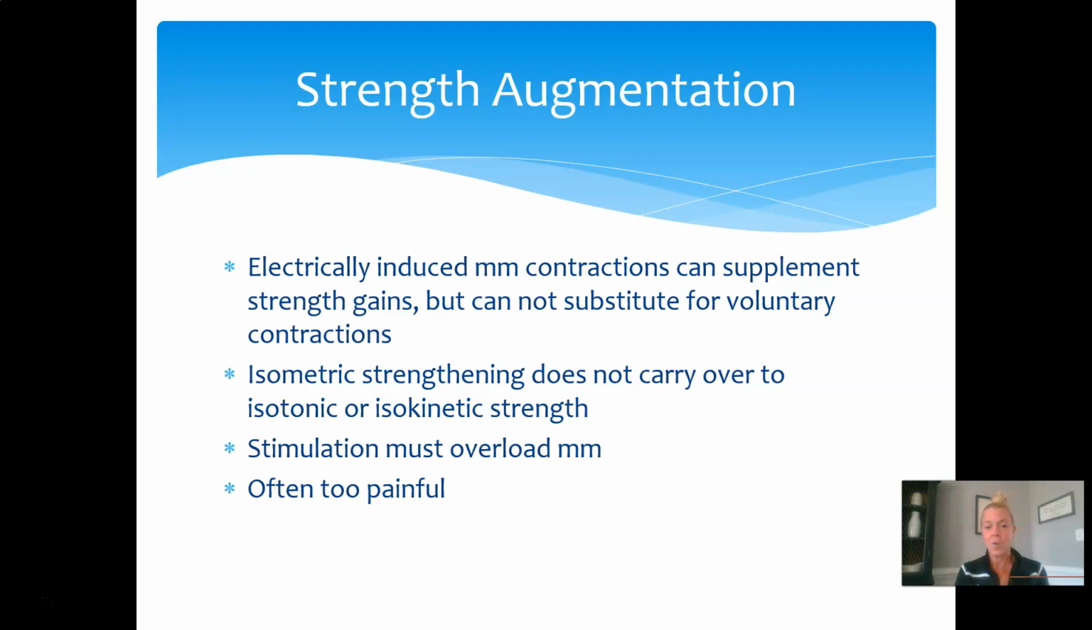Again, the stimulation has to overload the muscle. It's often too painful. This is why those machines that they sell on TV that you put on your abs to make them contract all day long are not really going to give you a six-pack. That's not how this works. It'll help with isometric strengthening, but no one gets big and strong and nice big muscles from doing isometric exercises all the time. They actually have to lift weights and do isotonic strengthening for that to happen. So this is typically just a precursor to doing more strengthening.